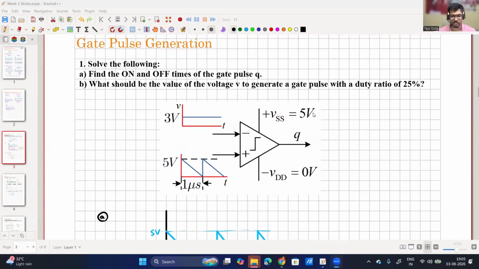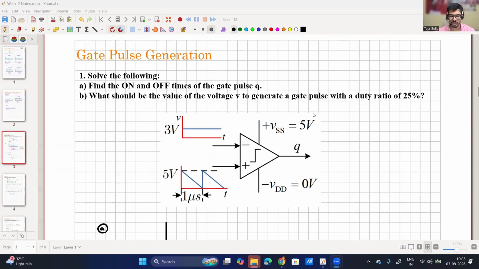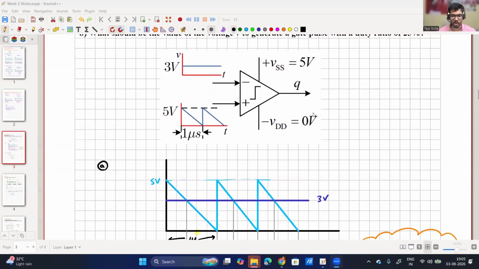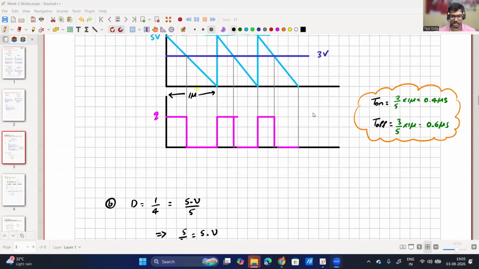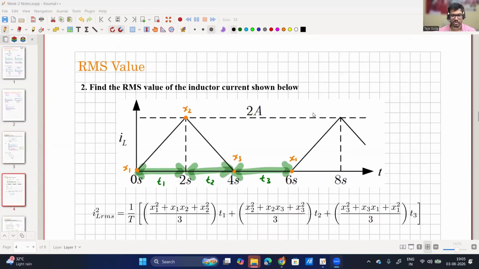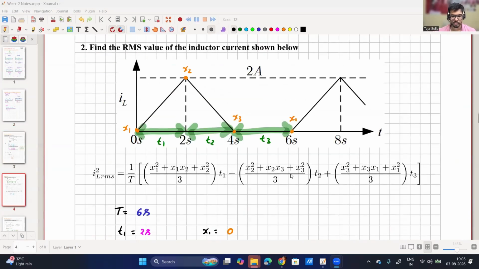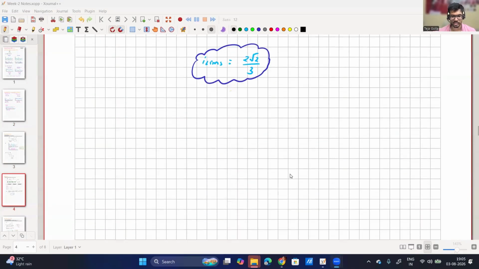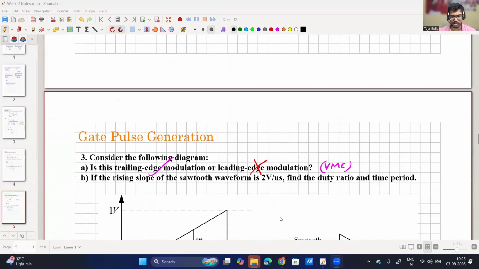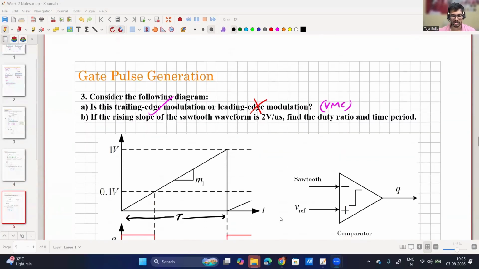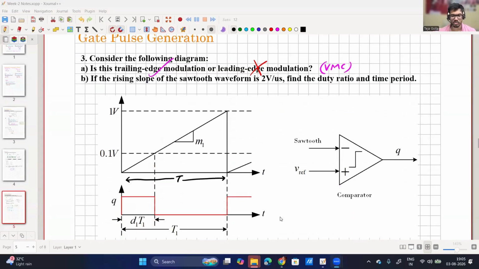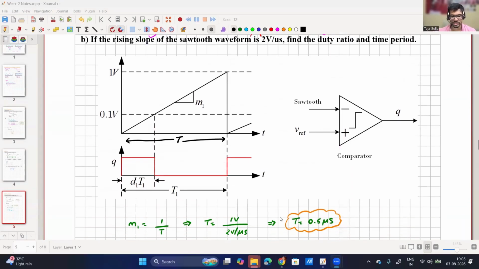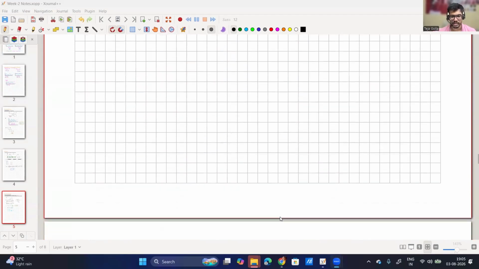Then we started solving a few problems, starting with the gate pulse generation, how we get the on time and off time, and how to get the voltage V to generate a particular duty ratio. Then we solved the RMS current for an inductor waveform. Please remember this formula for the final exam; they might not give the formula. Then we saw trailing edge. Previously it was leading edge, now it is trailing edge modulation, and how we can solve for the voltages as well as duty ratio and time period in this problem.